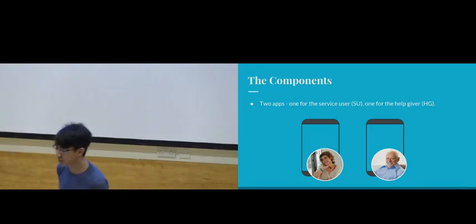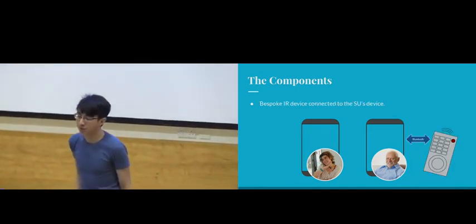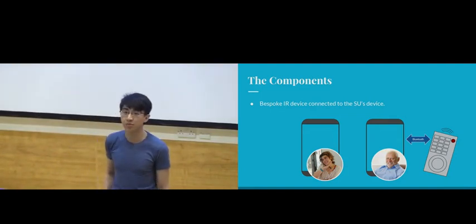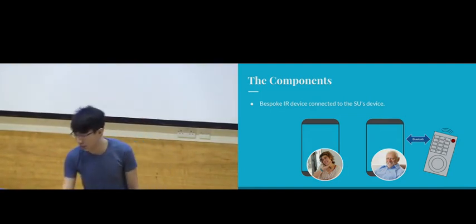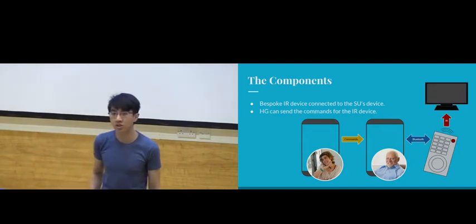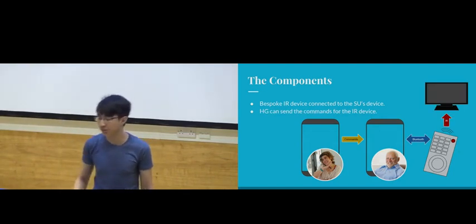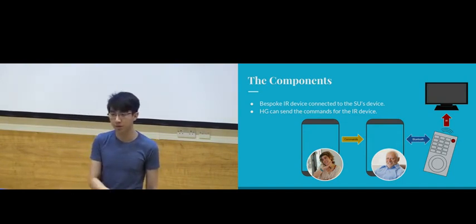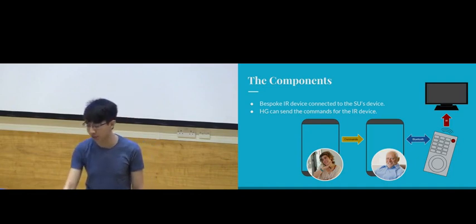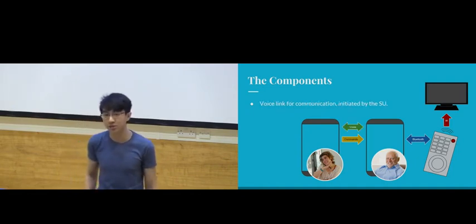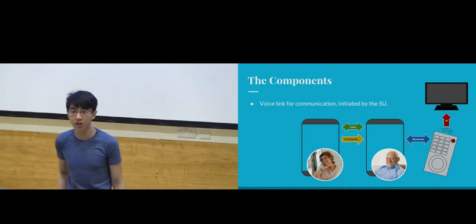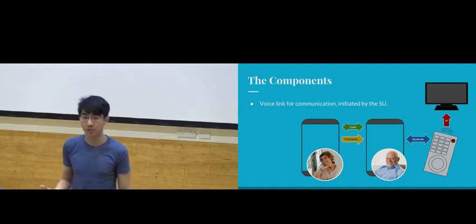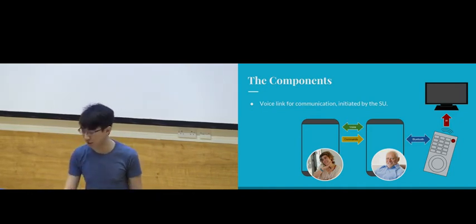Okay, so we've made two apps. We have one for the service user and one for the help giver. The service user's app and phone is responsible for connecting to the infrared Bluetooth bridge, which is the device that controls all the consumer IR devices around the home. The service user can also ask for help from the help giver to control any of these consumer IR devices. In addition, the service user can initiate a voice call with the help giver so that they can talk about the problem that they're facing and fix it together.